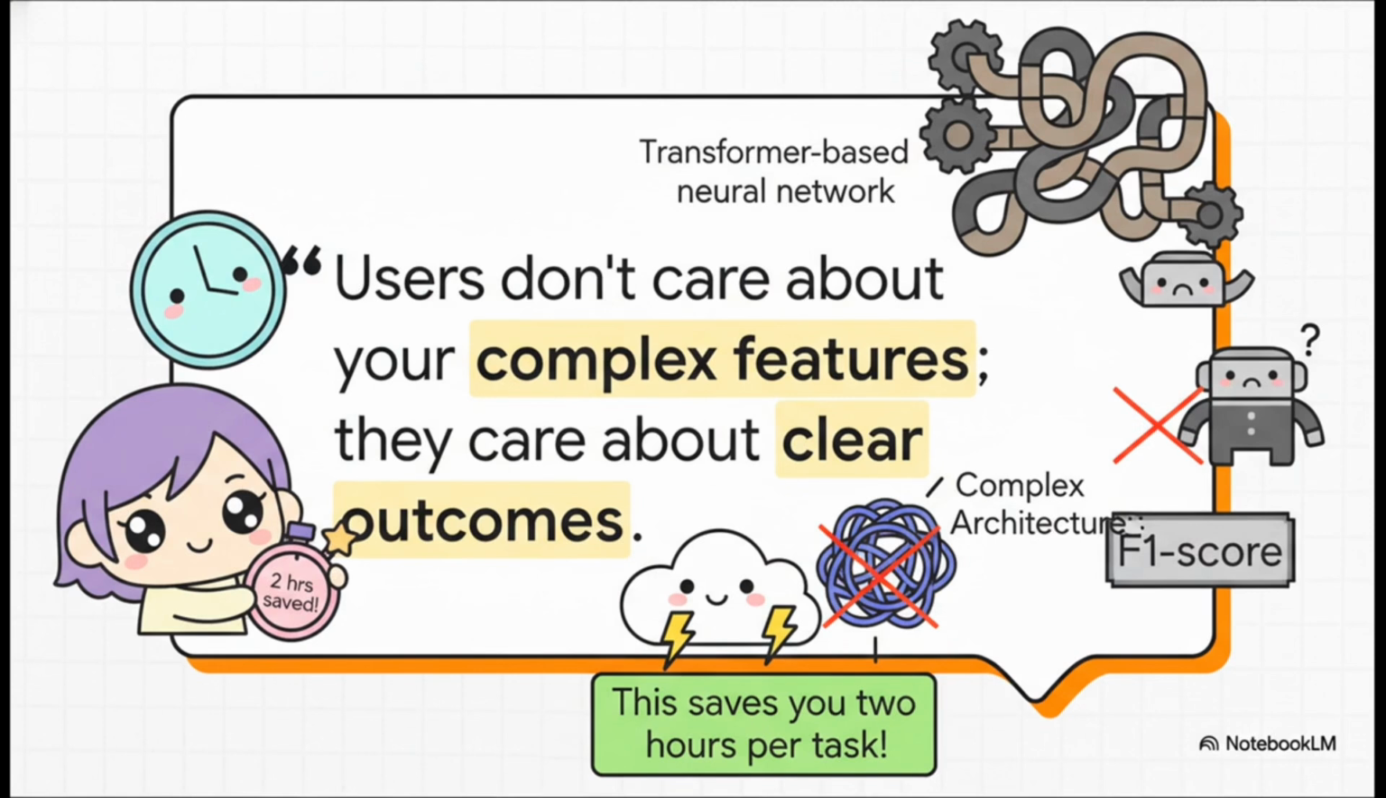And here is maybe the most important rule when you take your product to market. Nobody, and I mean nobody, cares about your sophisticated neural network architecture. They just don't. They care about outcomes. So don't sell the complex feature, sell the simple benefit. "This saves you 2 hours every single day" is 1,000 times more powerful than talking about your model's F1 score.